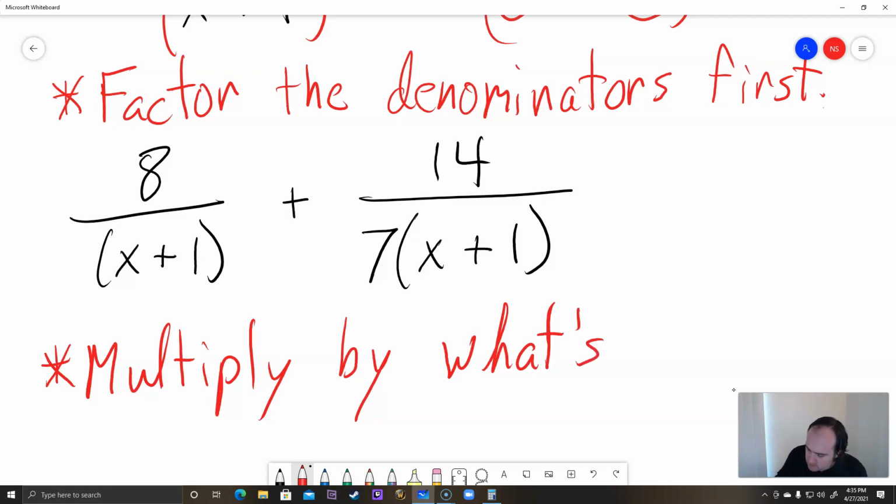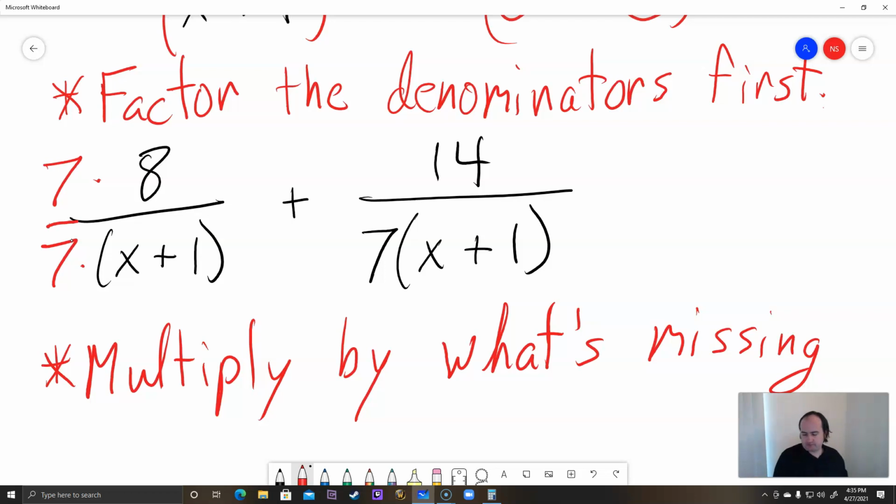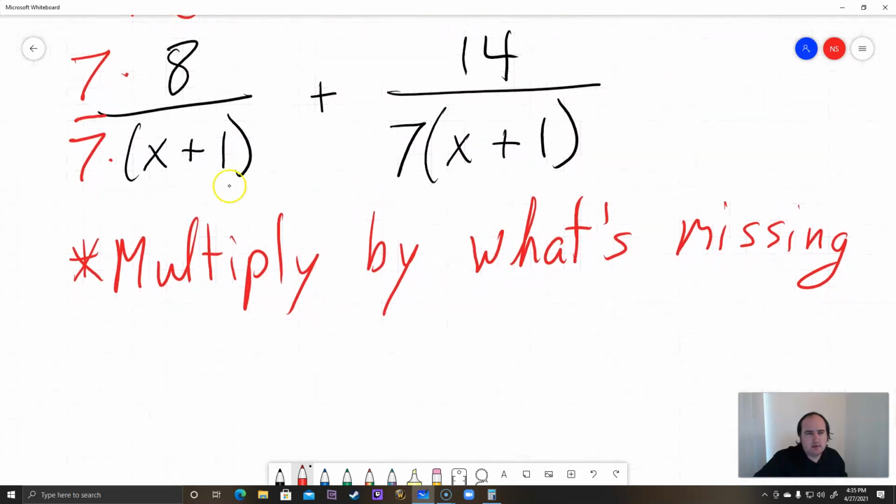So now that it's factored, it's easy to see what's missing. Both denominators have an x plus 1, so we're good there. But the first denominator does not have a 7, and the second denominator does have a 7. So from the first denominator, we can see that we are missing a 7. So we're going to multiply the first fraction by 7 on the top and the bottom. That's what I mean by multiplying by what's missing: whatever's missing, you have to multiply it on the top and the bottom.